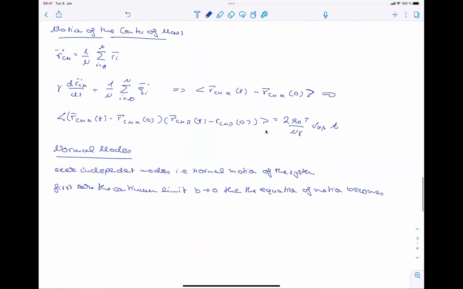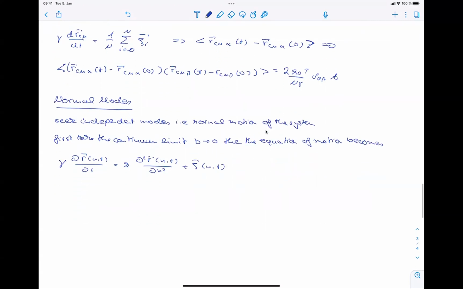And so we then have gamma dR(n,t)/dt is equal to kappa d squared R(n,t)/dn squared plus the noise, which obviously is not changing and is still a white noise, and the second moment is <psi(n,t) psi(n',t')> = 2 gamma kBT delta(n-m) delta(t-t').